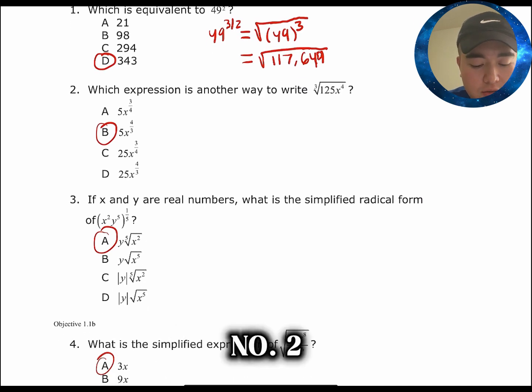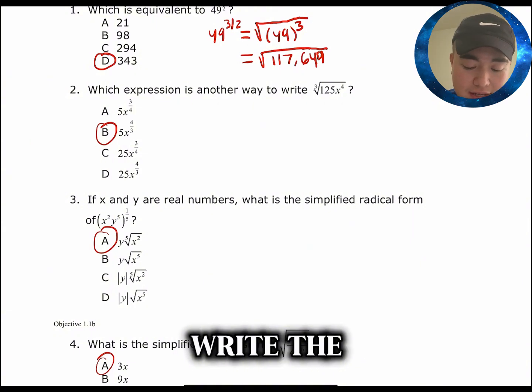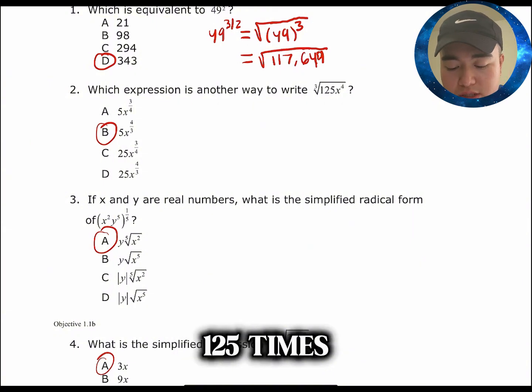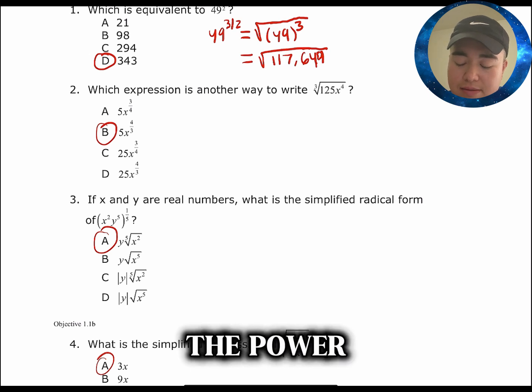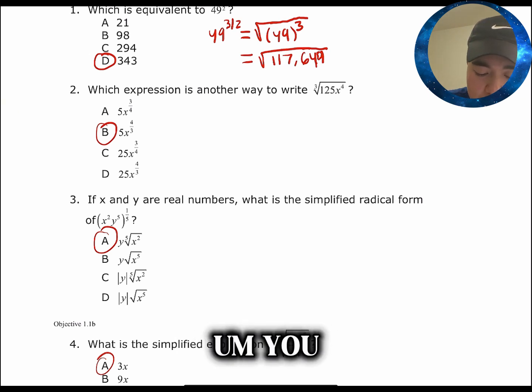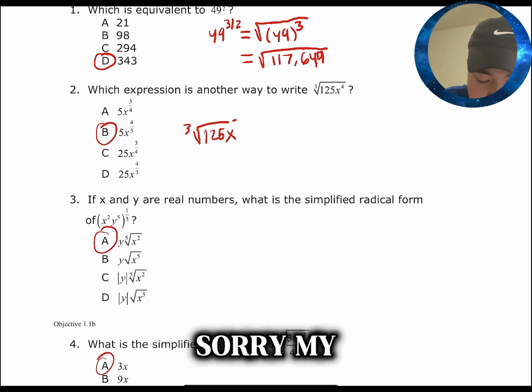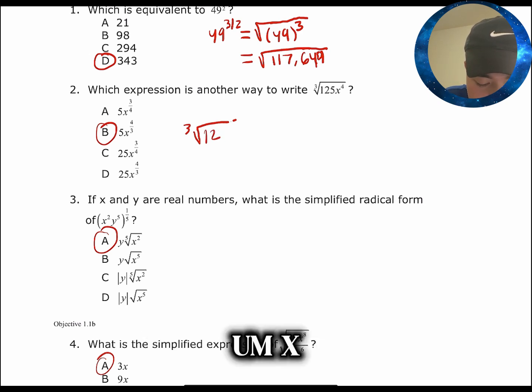All right, for number 2, we have which expression is another way to write the cube root of 125 times x to the power of 4. For this one, you can easily do this in your head, but I'm just going to write it out. So we have the cube root of 125x to the power of 4. Sorry, my handwriting is bad.